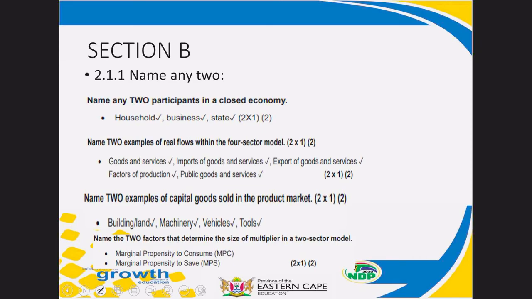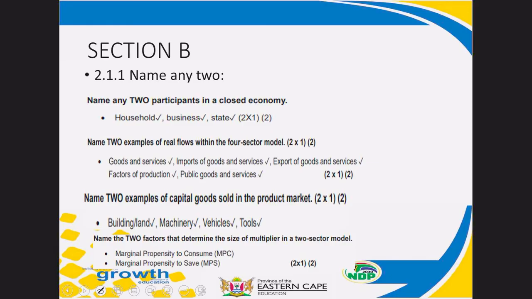Now in section B, your first question there, 2.1.1, will be saying name any two. Again, you need the concepts, or you need to recall what is in the book. For example, here is a question from the topic we are dealing with, which is our first topic, the circular flow. Name any two participants in a closed economy. Remember, I said you must master the difference between the open and the closed economy. Here, you are asked for the participants only in the closed economy. There they are: your household, your business, and your state.